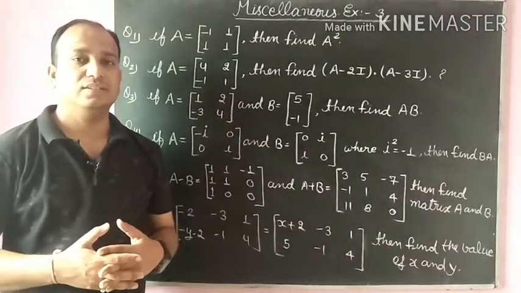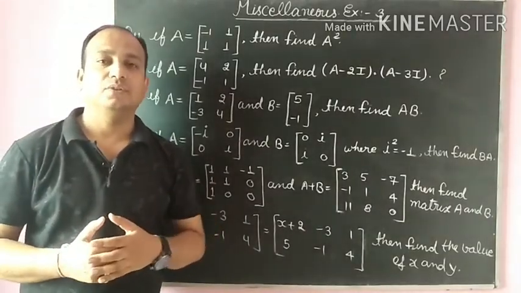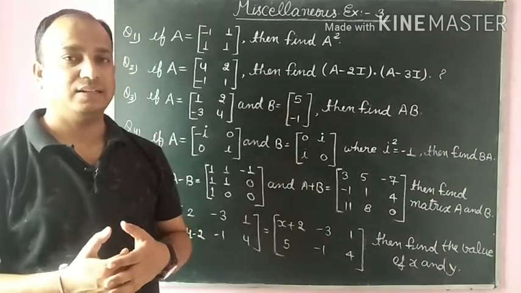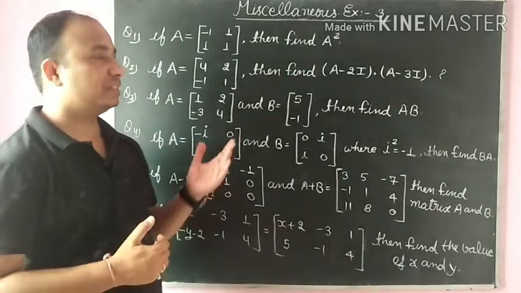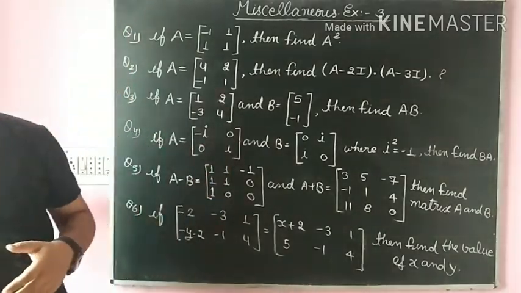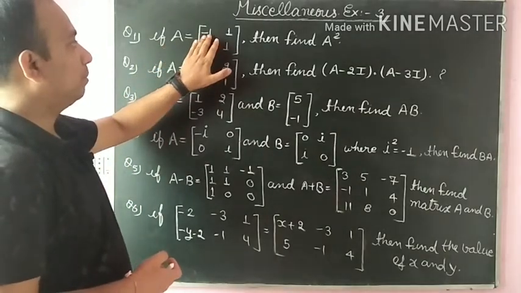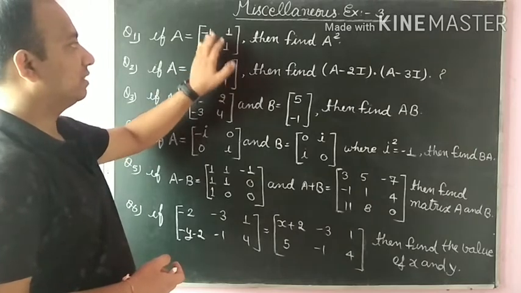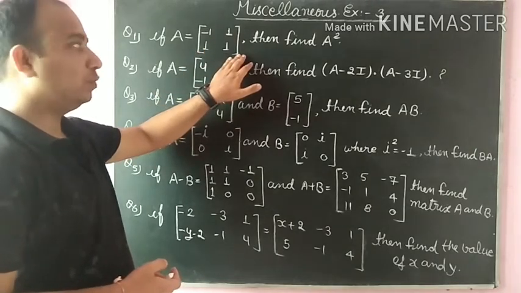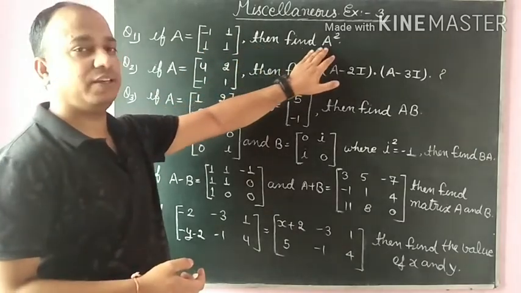Good morning, students. Exercise 3.2 was completed in the last class. Today I am going to start miscellaneous exercise 3. Okay. Then the first question is, if matrix A equals minus 1, 1, 1 and 1. This is a matrix of order 2 by 2. Then find the value of A square.